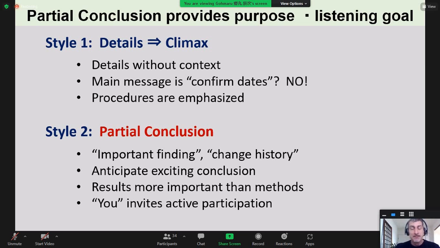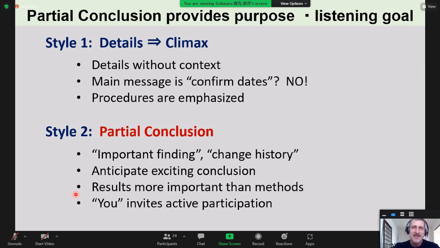So the important finding, the change history, is given as part of the conclusion. The audience knows they can anticipate something. And as I said, the explanation focuses more on what we learned. So X-ray CT scans is included, but I say from X-ray CT scans, we determined that. So the sentence puts the emphasis on what we learned from the scans, not on the scans.